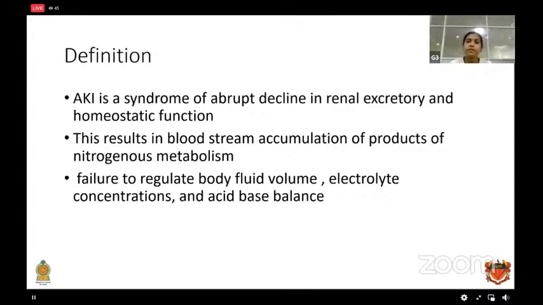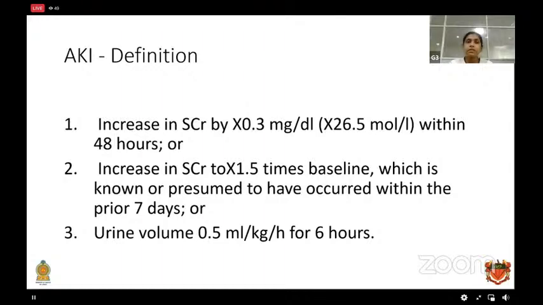So what will happen? There will be an accumulation of waste products, especially nitrogenous metabolites. At the same time, there will be fluid imbalance, fluid overload obviously, electrolyte disturbances and acid-base disturbances. So in general, this is what AKI is. But there's another definition.